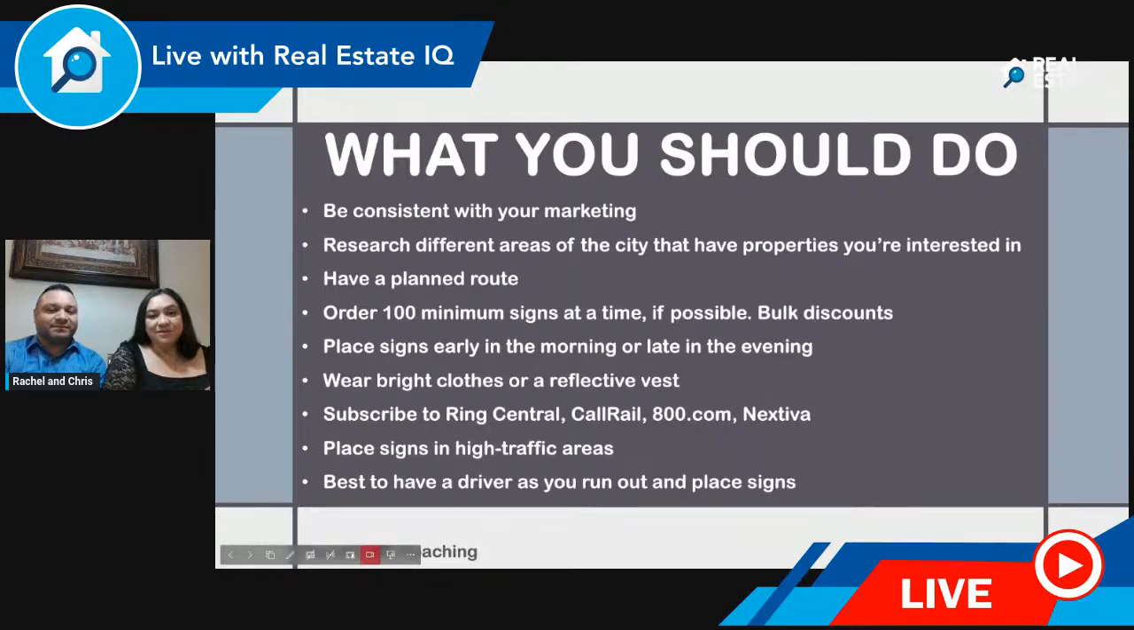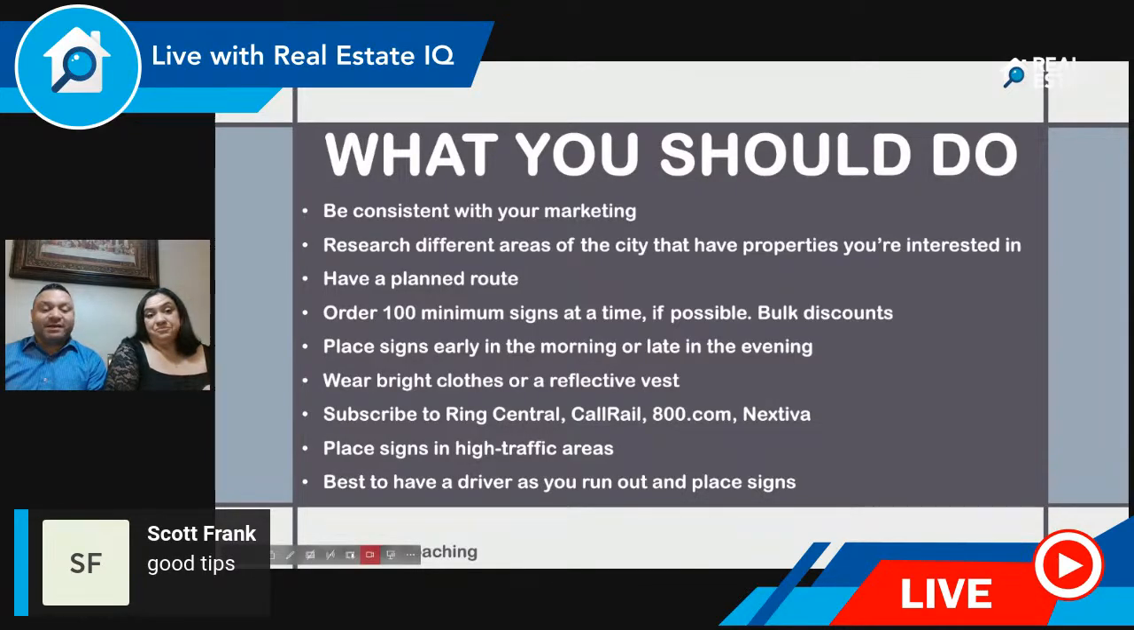Research different areas of the city that have properties you're interested in. So this is where real estate IQ comes into play. You go in and you see there's a ton of foreclosures in whatever city. So you're like, oh, okay, this is probably going to be a great area. So you can condense and look up neighborhoods. Oh, okay, this neighborhood seems to have a lot of foreclosures. Guess where you're going to place your signs? Yeah, everywhere and anywhere. But if you see a certain area with the most foreclosures, put them there, right? Now, whether you think they need your help or not, that's irrelevant, right? The more you go out there and do it, the better.